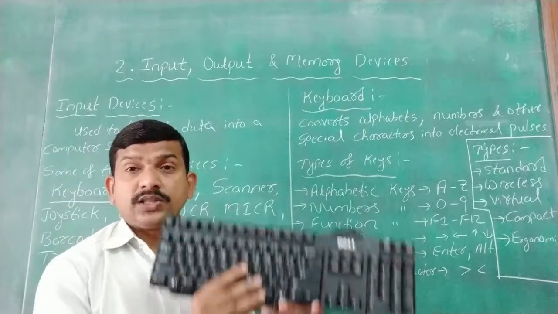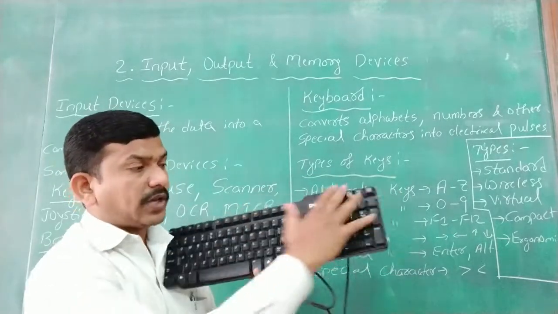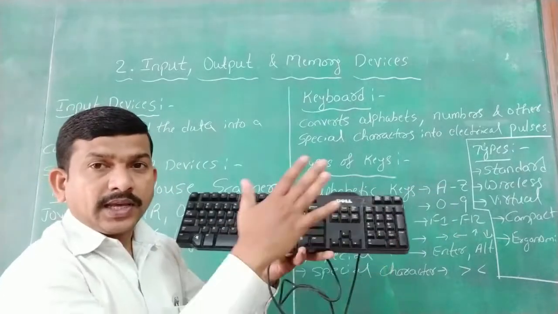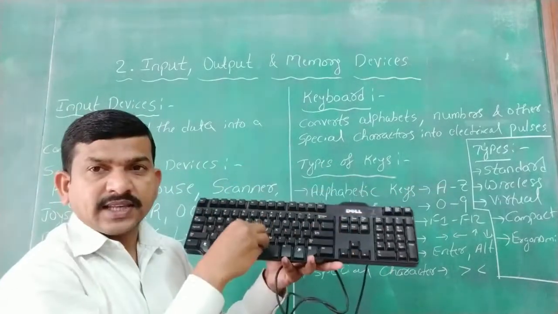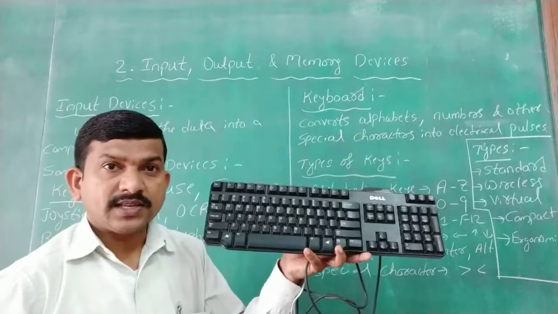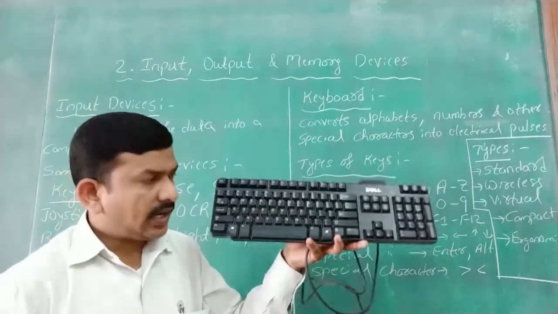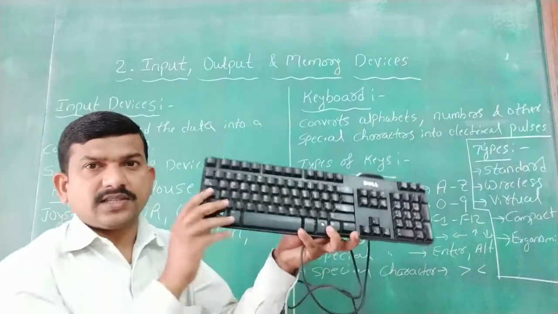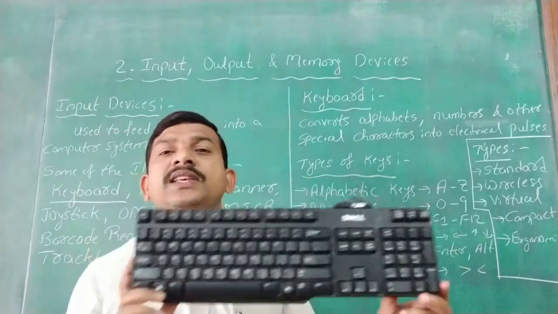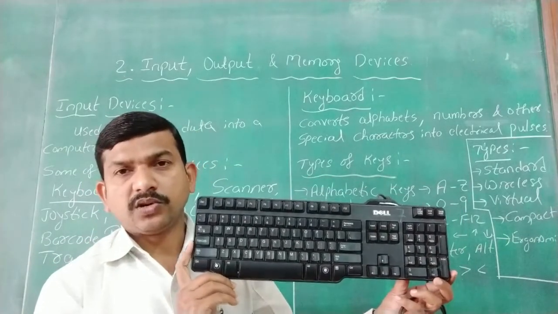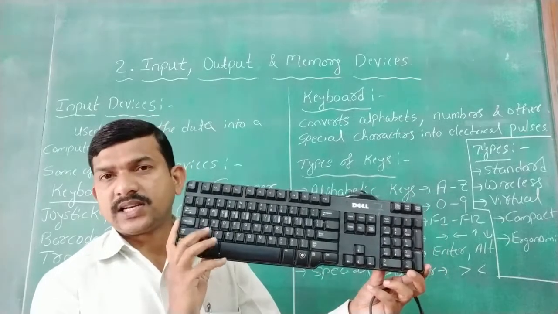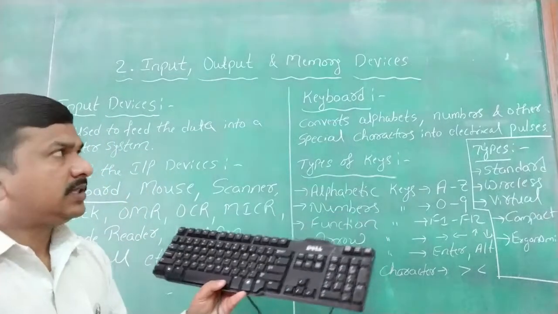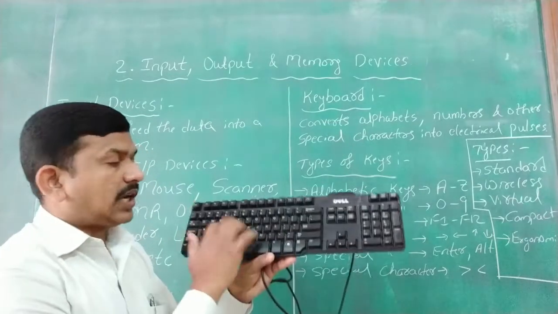K-E-Y-S, keys. So this is a keyboard because it is actually a board. Assume that there are no keys, this is a board, and on that board there are so many keys. That's why we call this device a keyboard. A keyboard contains different keys. Later we will discuss them. So just see, this is one of the standard keyboards. Is it clear?